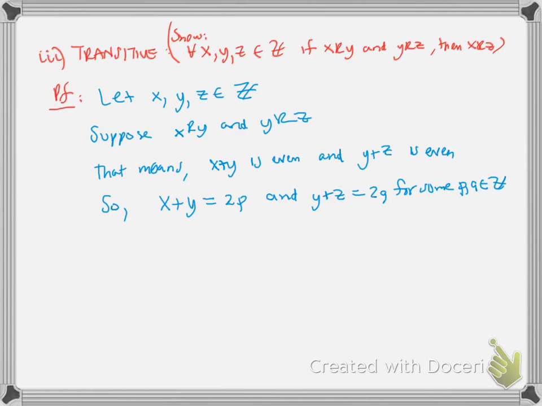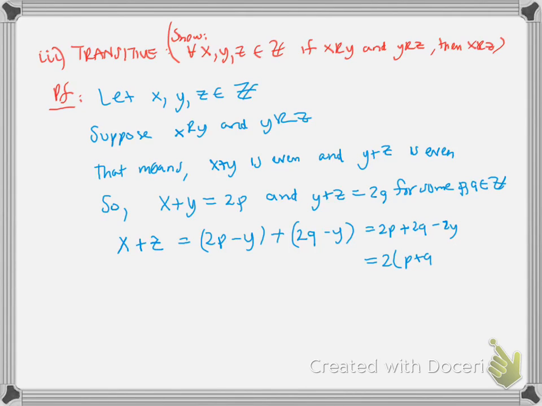Well, what do we need to show? So always keep in mind, what are you trying to show? You're trying to show that x relates z, which means x plus z is even, right? Well, we have these two equations. Let's just add our x plus z together and see what happens. Well, x is going to be 2p minus y, and then z is going to be 2q minus y. And so that's going to give us 2p plus 2q minus 2y, which equals 2 times the quantity p plus q minus y. And we're done.